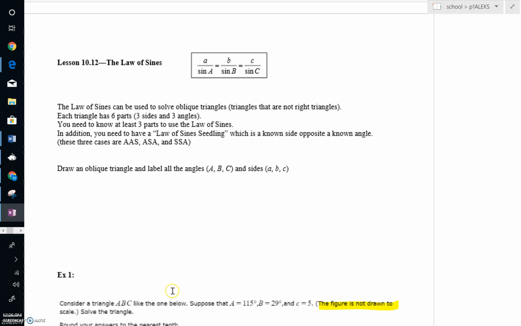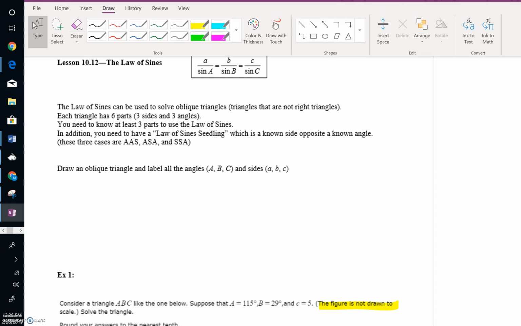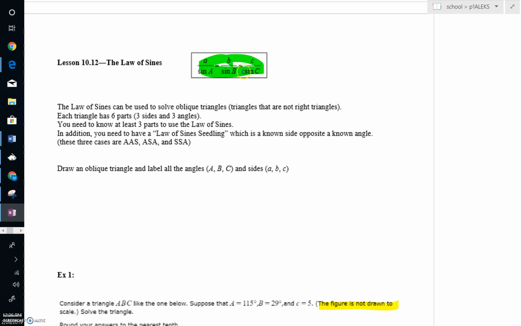Okay, for Algebra 2, Lesson 10.12, the Law of Sines. The Law of Sines is this formula that you see in the top box here. It is true for every triangle, for obtuse triangles, acute triangles, right triangles. You don't need to have a right angle in it.